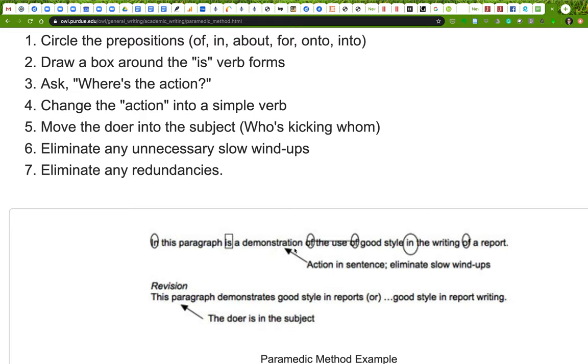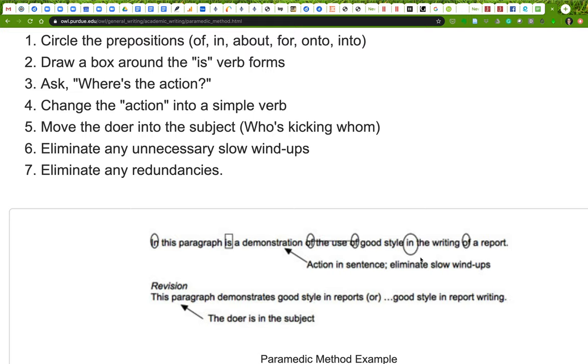Anything that looks like this, you can almost always turn into a verb. Demonstration is a noun: a demonstration, my demonstration, his demonstration. But you can turn it into a verb really easily by doing just that: he demonstrates. It makes the sentence different, but that's part of the point. So here's the action, demonstrating. We want to change it into a simple verb. So instead of demonstration, we want to say demonstrates. And then what we want to do is move the doer of the demonstrating into the subject position. So who's demonstrating? The paragraph is demonstrating. So we want to be very clear about that. This paragraph demonstrates. So we've already revised in that way. And then just eliminate any redundancies.